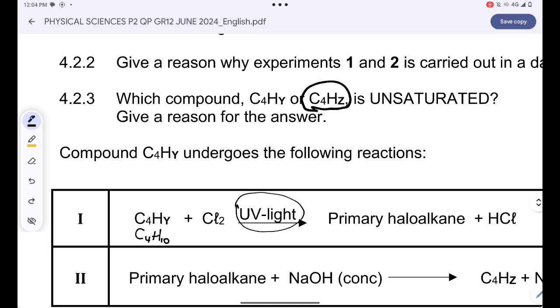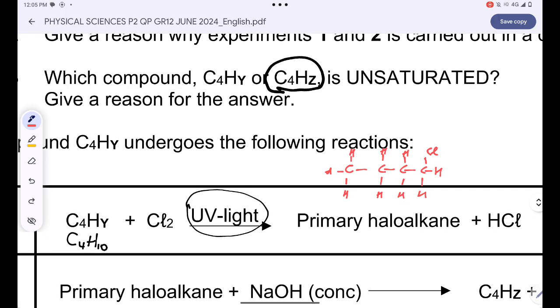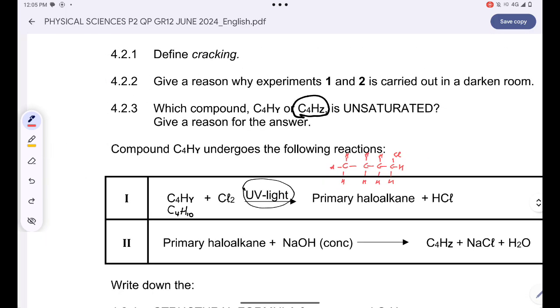Are you together? So what will happen here, guys? We'll simply have a substitution reaction that will result in a primary haloalkane and hydrogen chloride. Are you together? So we'll end up having a primary haloalkane. So the structure of our primary haloalkane will simply look like this. 1, 2, 3, 4. We'll have our chlorine at the terminal carbon, since we have a primary haloalkane. So that will be our structural formula, guys, of our primary haloalkane.